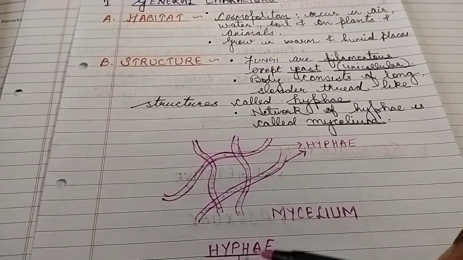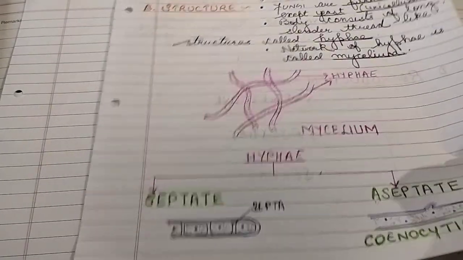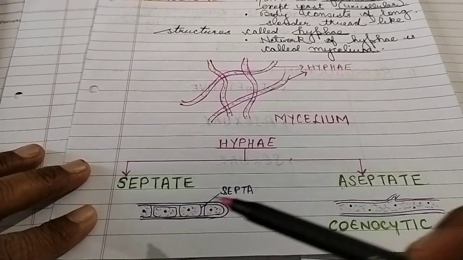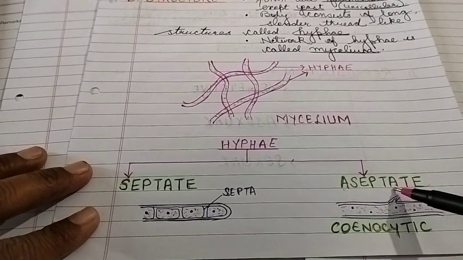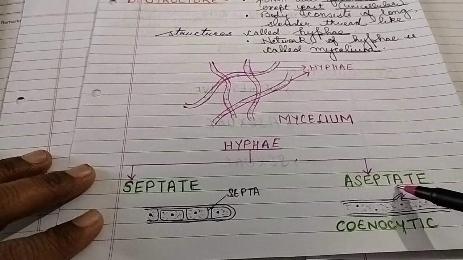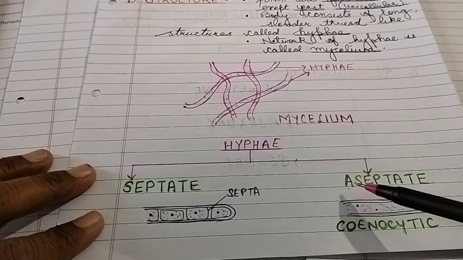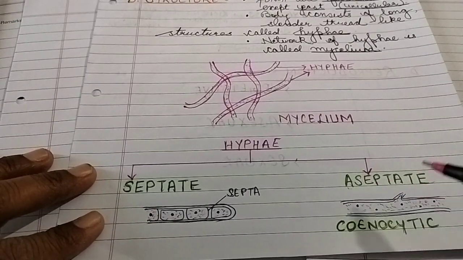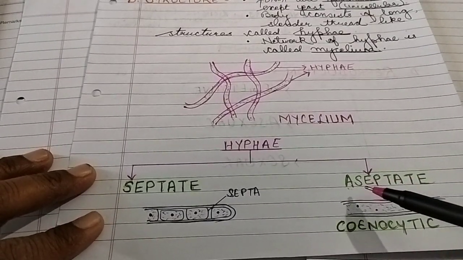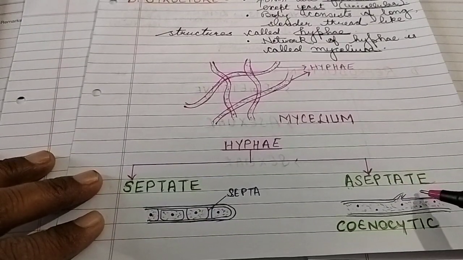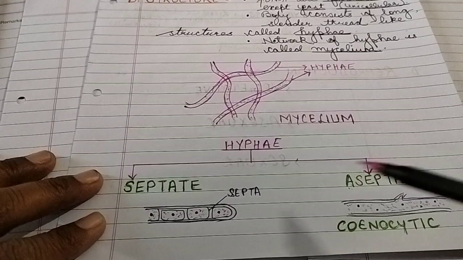Now these hyphae may be of two types: septate and aseptate. In biology, as I have told earlier also, the prefix a, when included in any word, means without. So septate is with septa and aseptate is without septa. These are the two kinds of hyphae.